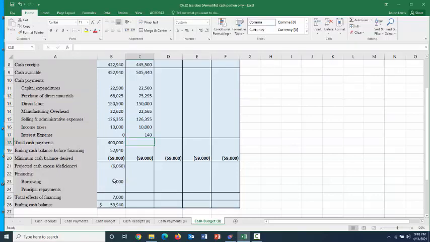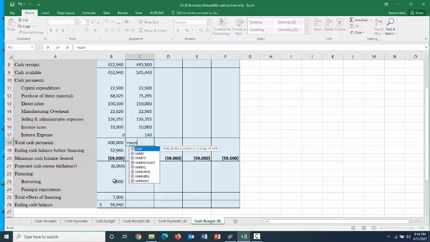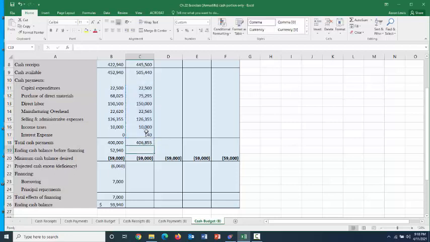So now we have to figure out what our total cash payments are. Well, they're just the sum of all the cash payments we're going to make: the $22,500 for capital expenditures, the $75,295 for direct materials, $150,000 for direct labor, $22,565 for manufacturing overhead, $126,355 for selling and administrative expenses, $10,000 for income taxes, and lastly, $140 we're going to have to pay to the bank in terms of interest. We're going to come up with a total of $406,855 in cash payments we're going to have to make.